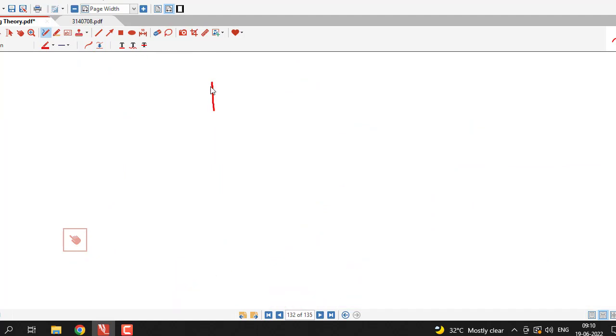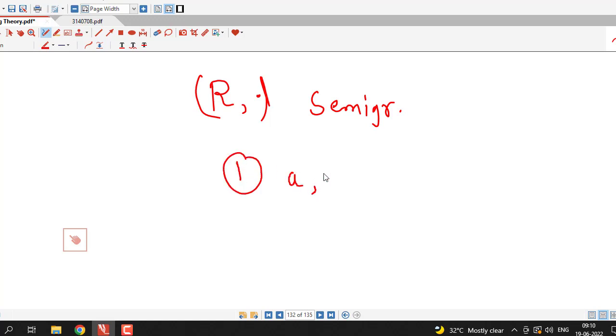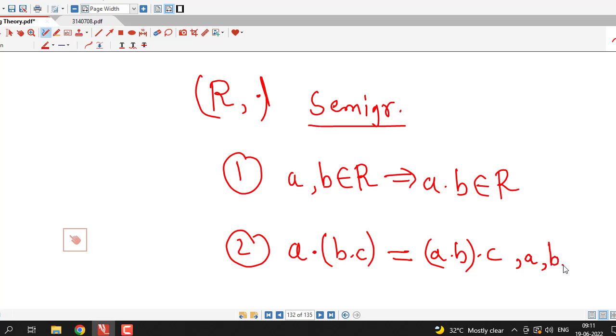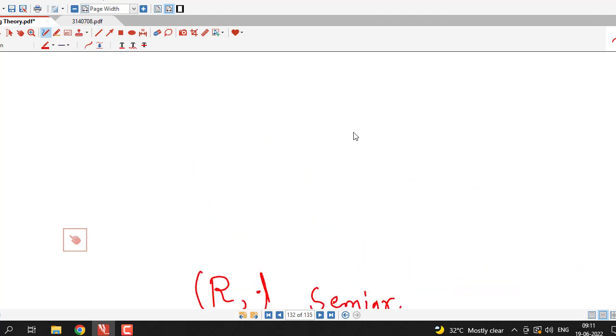Second requirement is that R with multiplication is a semi-group. For a semi-group we require only 2 conditions. If we take any 2 elements in R, then A dot B must be in R, that is the closure property, and we require the associative property, that is (A dot B) dot C equals A dot (B dot C) for any A, B, C in R. So this is the second requirement, that R with the operation of multiplication is a semi-group.